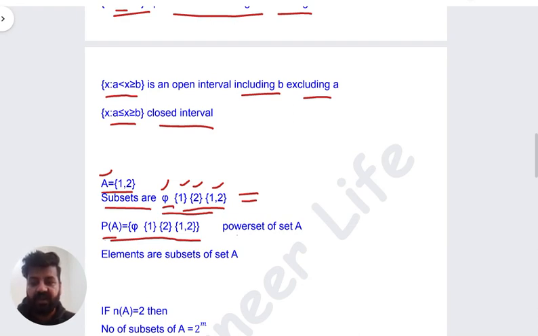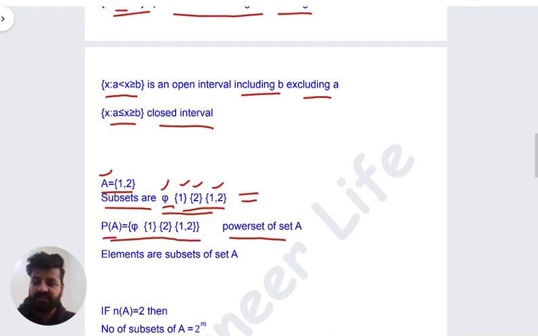So I will say that it is the power set of A. My dear, the power set of A contains all the subsets of A as elements. Once again, the power set of set A contains all its subsets as elements. So this is how we write the power set of a set.